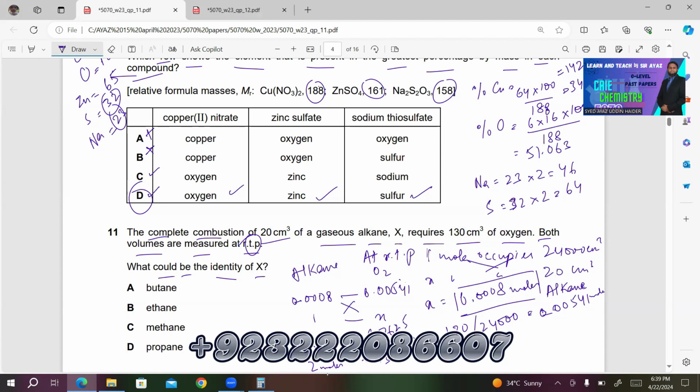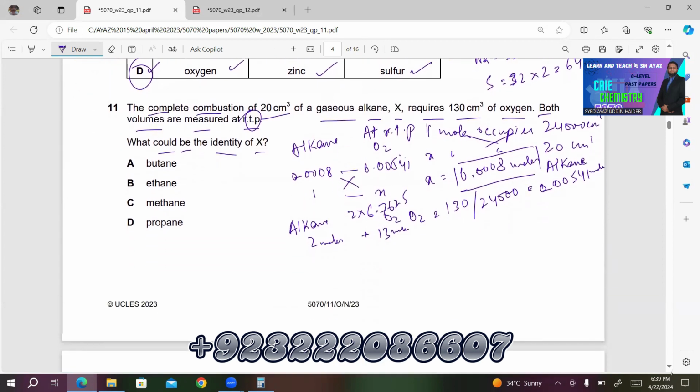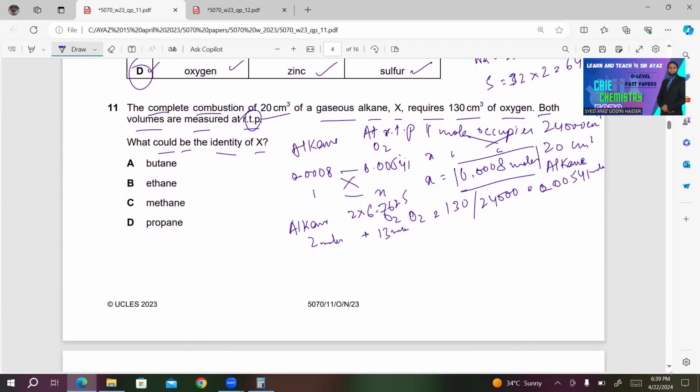So butane, what is the formula of butane? Butane is C4H10 plus O2 gives, and here they are saying complete combustion, CO2 plus H2O. So I'm saying 2 moles reacting, so I will write 2 here. So 2 for the C4H10.